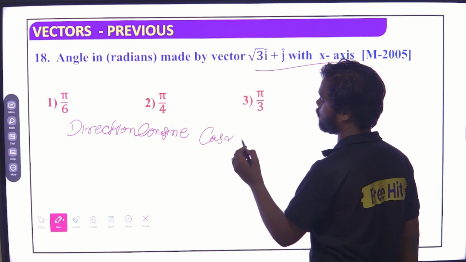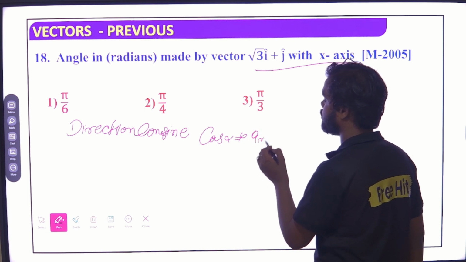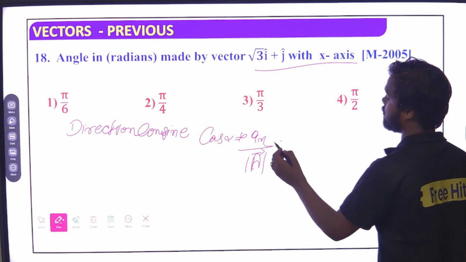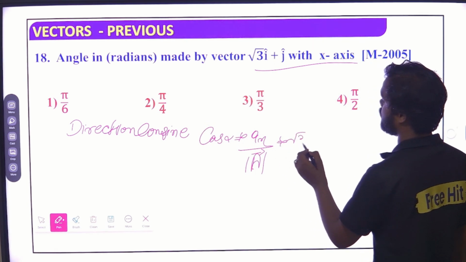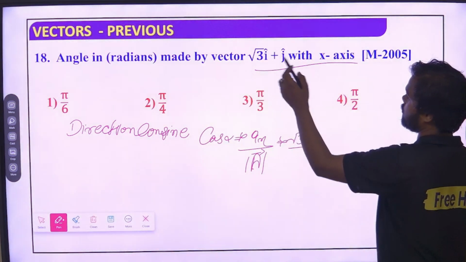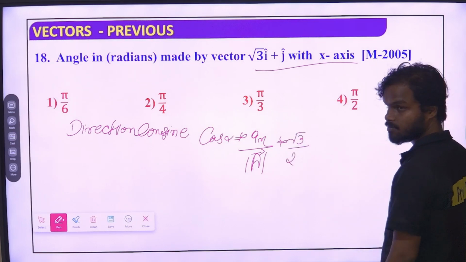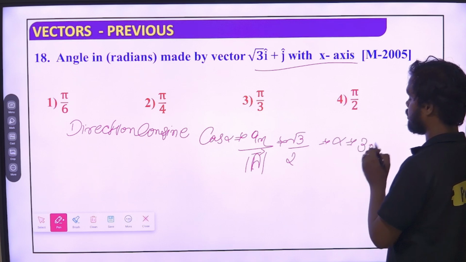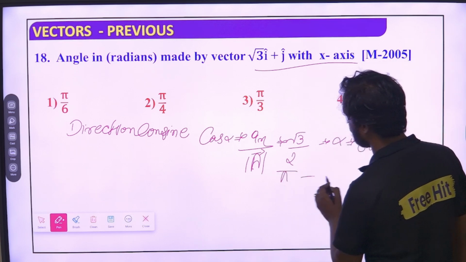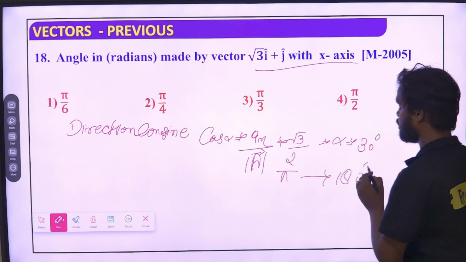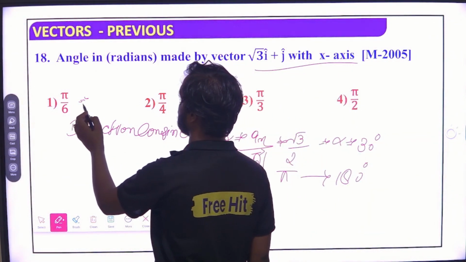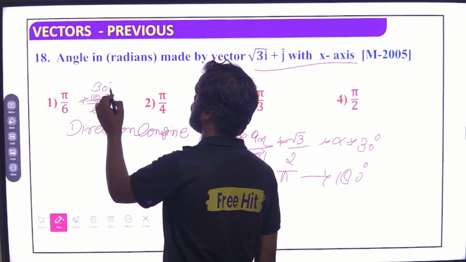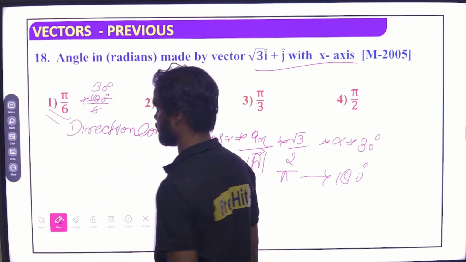I told you this is cos alpha, which is defined as ax upon the mod of the vector. What is ax? Ax is root 3, and what is the mod? Mod is defined as root of 3 plus 1, that is 2. So how much is my alpha? That is 30 degree. Now remember, pi is always equal to 180. So what is pi by 6? Pi by 6 is 180 by 6, which is nothing but 30 degree. So option 5 will be correct. Clear?